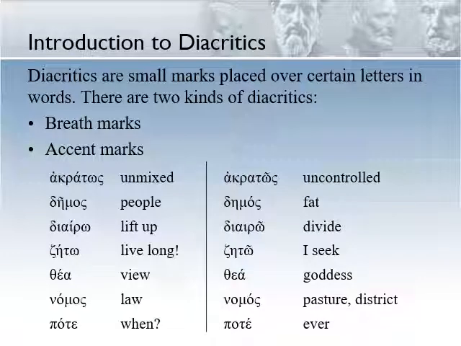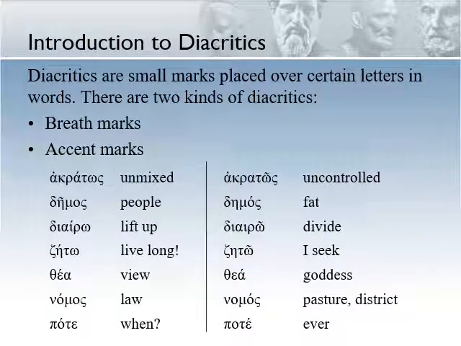Take a look at the first pair. The first word on the left is alpha, kappa, rho, alpha, tav, omega, sigma, pronounced akratos. Now notice there's a diacritic over the initial alpha. We'll talk about that in a moment. That's a breath mark. The diacritic over the second alpha in the word is the accent mark. That's the syllable that gets stressed. So it is akratos with a stress on that second syllable. Akratos. Now look at the word corresponding to this over on the right.